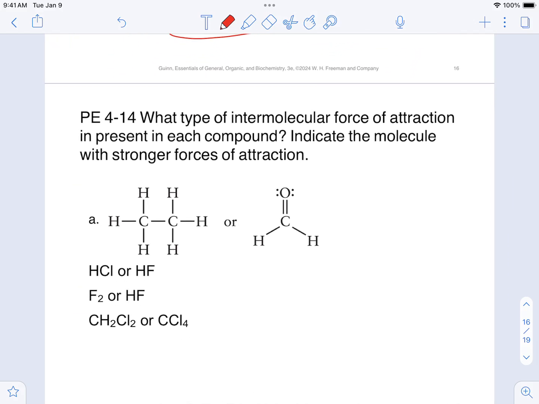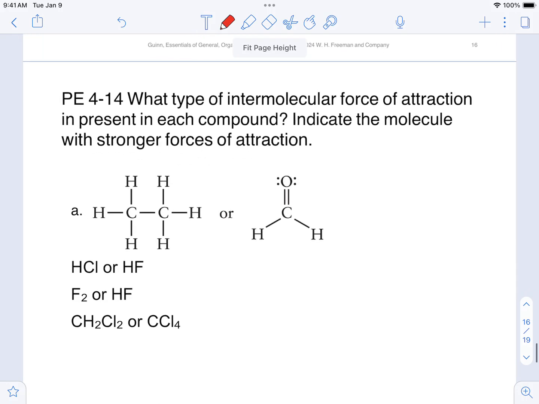So let's look at this one here. It says, what type of intermolecular force of attraction is present in each compound? Indicate the molecule with stronger forces of attraction. So if I am looking at A here, let's concentrate on this guy first. I'm looking for hydrogen bonding. I do not see any. I don't see H's bonded to F, O's, or N's.